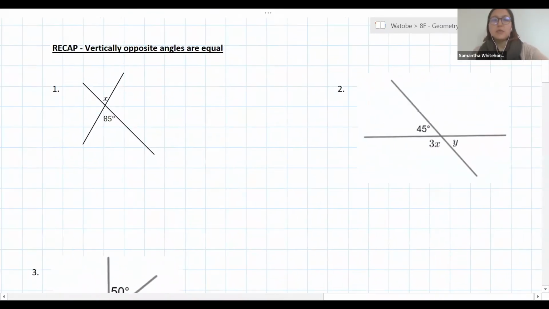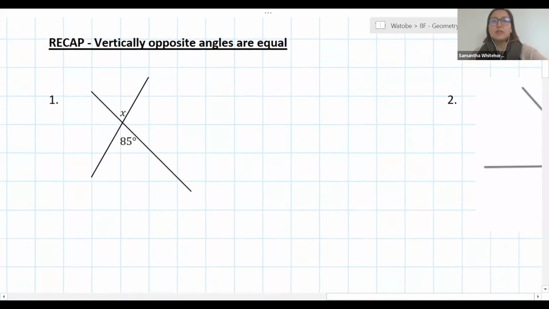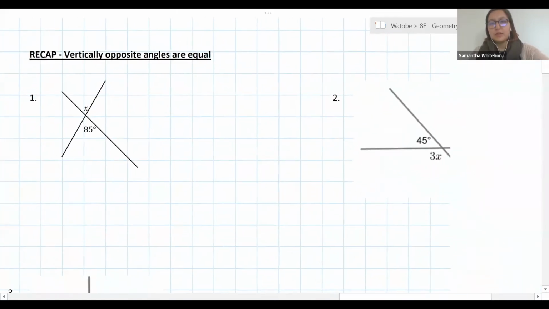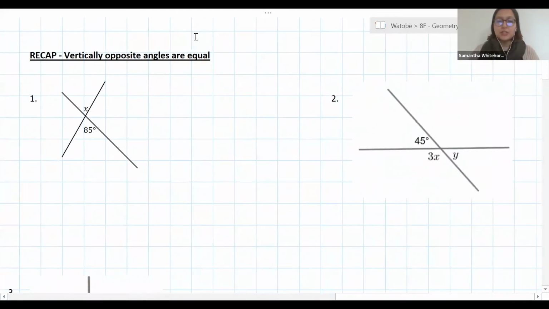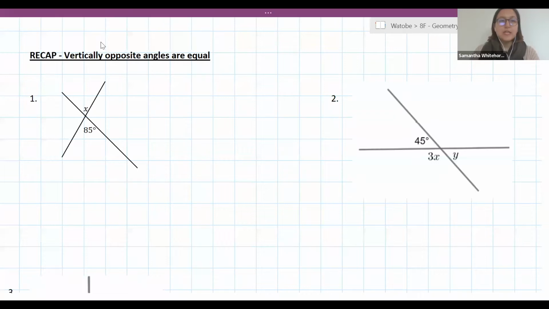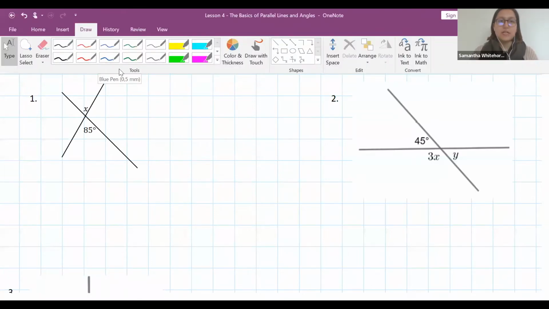In our last lesson, we were looking at vertically opposite angles. I've got two questions here. There are three, but we'll get to the third one in a second. I've got two questions here where I'm asking you to solve for an unknown angle. So let's have a look at the very first one together, and then we'll have a try, and then you guys can try the second one.